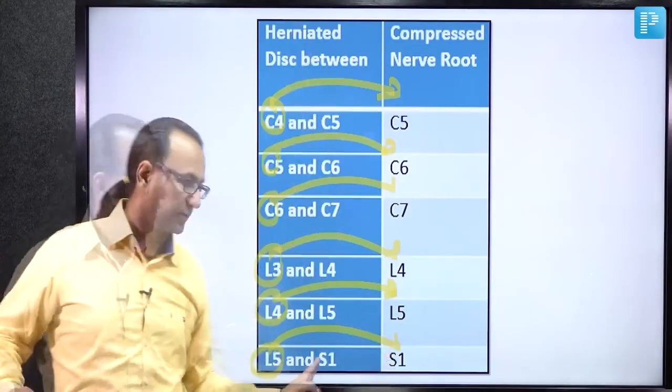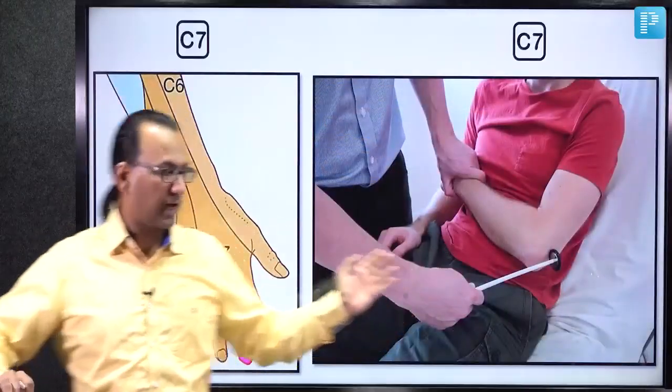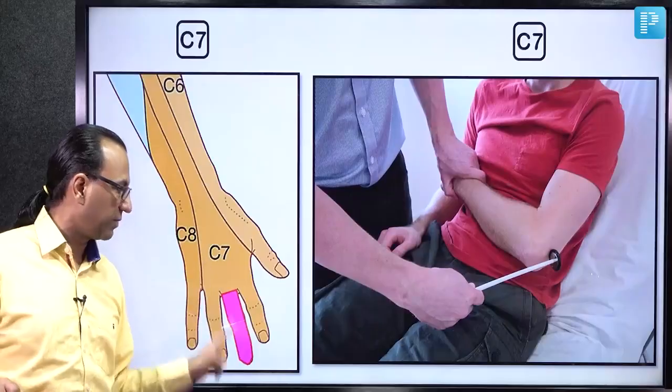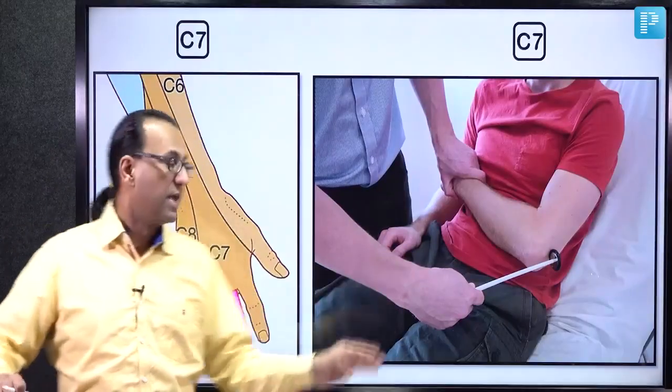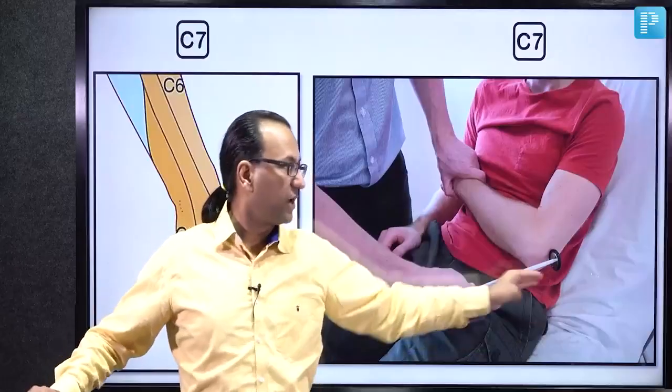It's a simple trick to reach your answer: the nerve of compression. For example, this patient came to us and was telling us, I have a burning sensation in the middle finger. The middle 3 fingers are the C7 dermatome. So we are testing the C7 myotome, which is the triceps reflex.